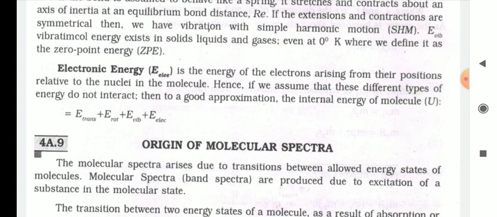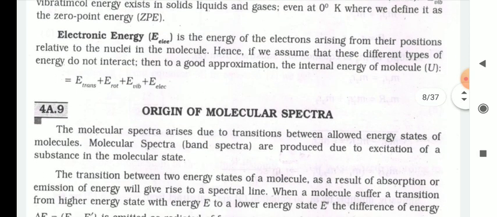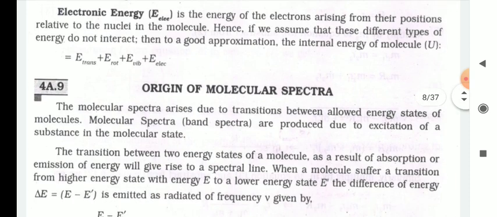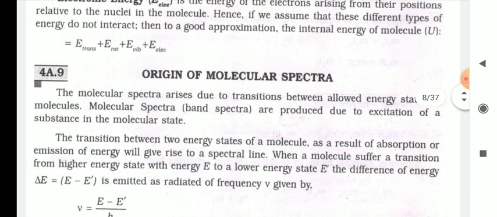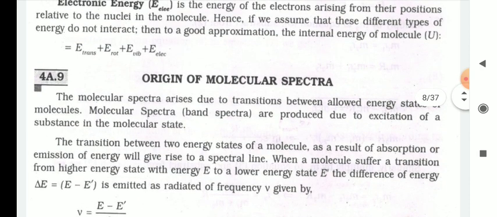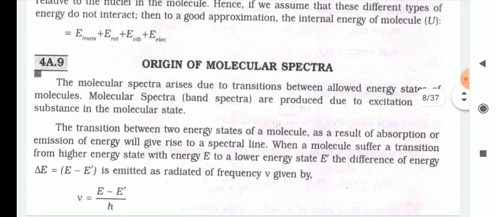Hence, if we assume that these different types of energy do not interact, then to a good approximation, the internal energy of the molecule U is the sum of translational energy, rotational energy, vibrational energy, and electronic energy.